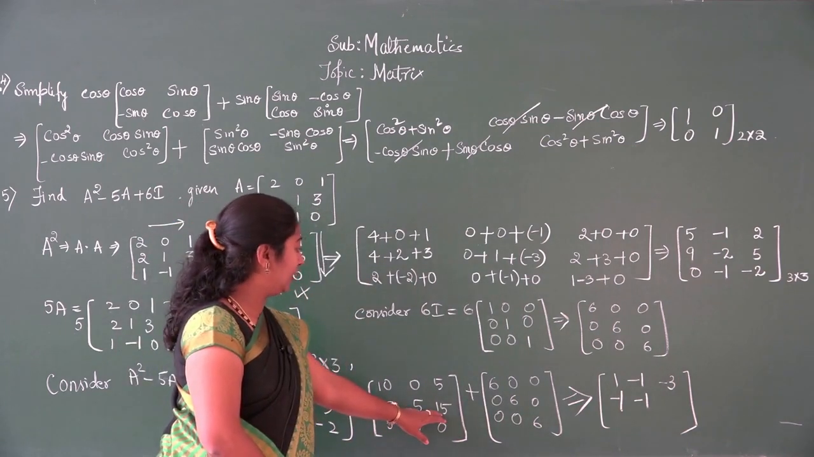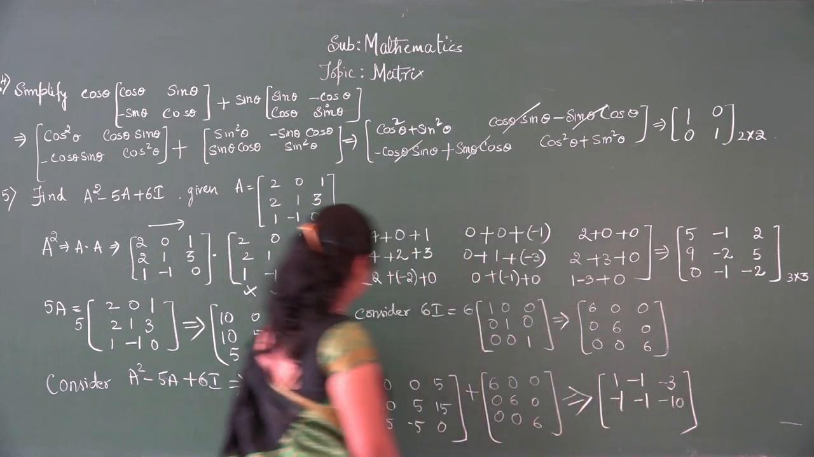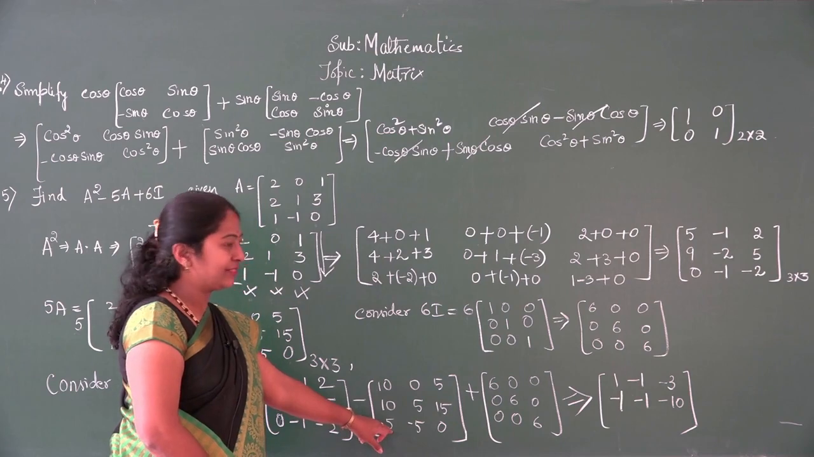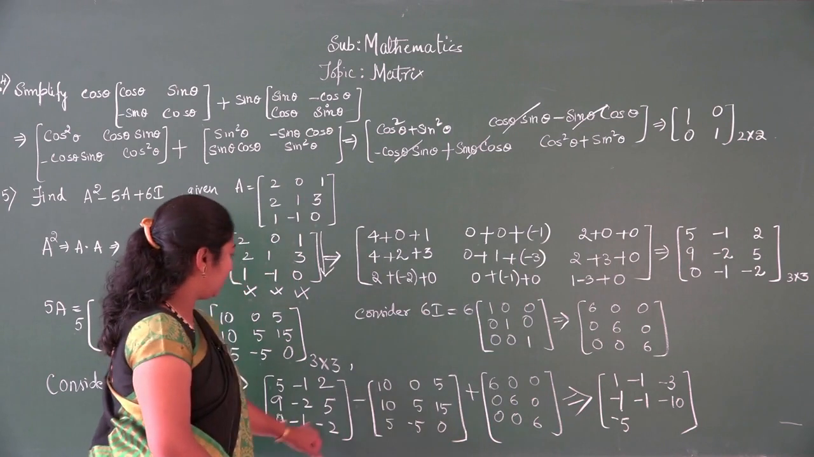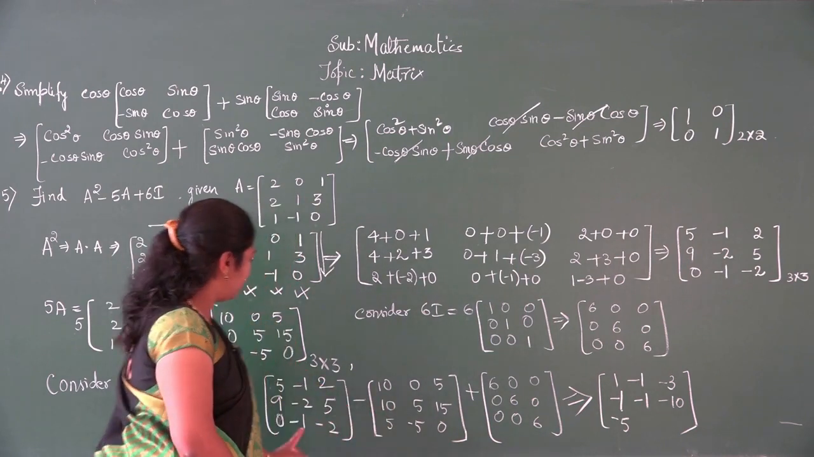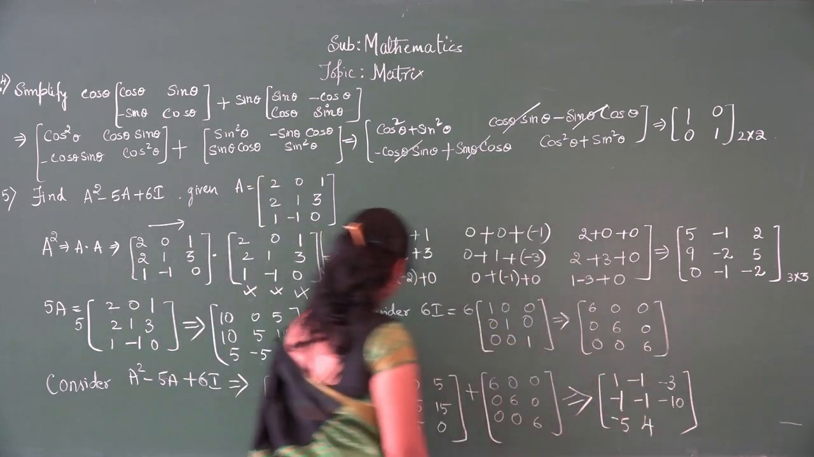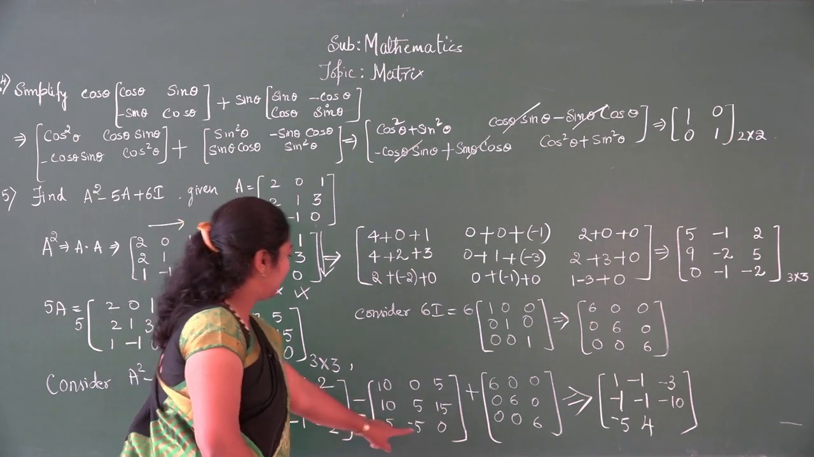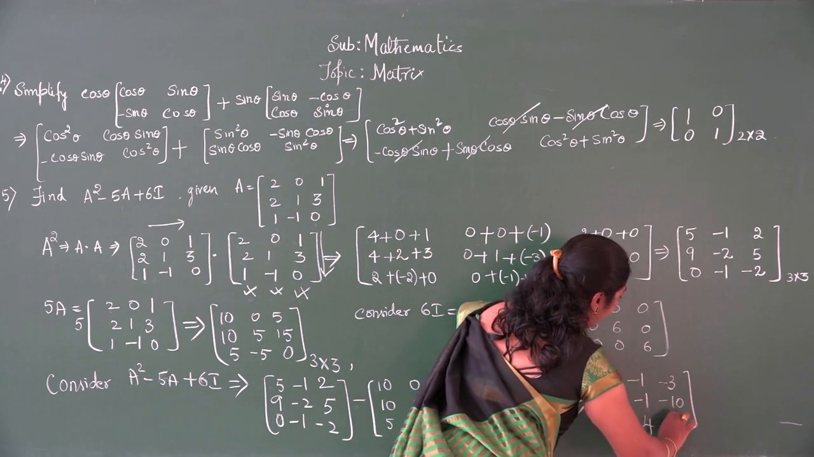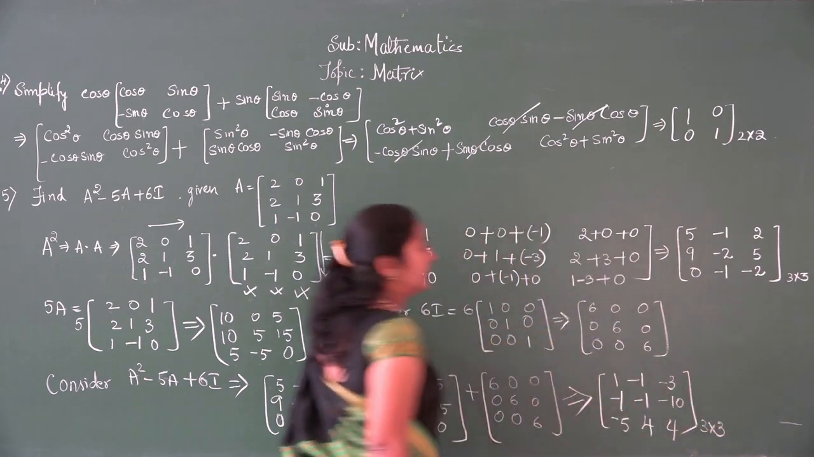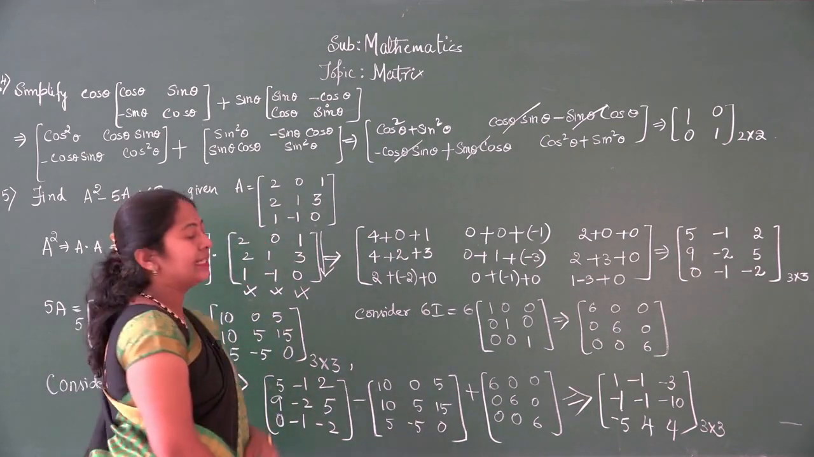5 minus 15, minus 10. Minus 10 plus 0 is again minus 10 itself. 0 minus 5, minus 5. Minus 5 plus 0, minus 5. Minus 1, minus into minus will be plus. So, minus 1 plus 5, 4. 4 plus 0 will be 4. Minus 2 minus 0, minus 2 itself. Minus 2 plus 6 will be 4, which is of order 3 cross 3. This is the resultant answer of the given problem, A square minus 5A plus 6 into I.